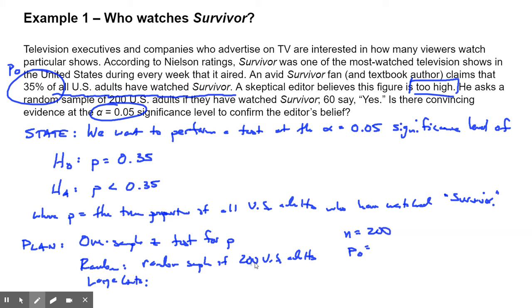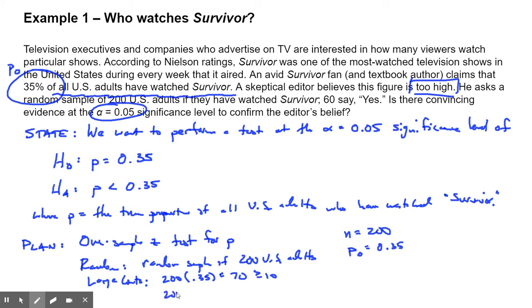Again, that's why I like to write it in the random condition. And then your p null value, again, is 0.35. So to test the large counts condition, we do n times p, 200 times 0.35. And when you do 200 times 0.35, you get 70. And that is greater than or equal to 10.